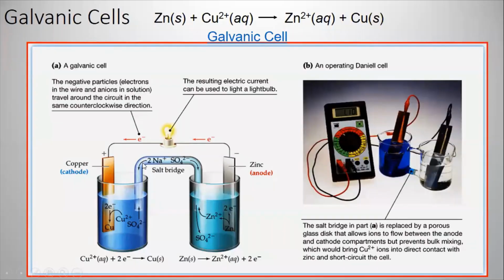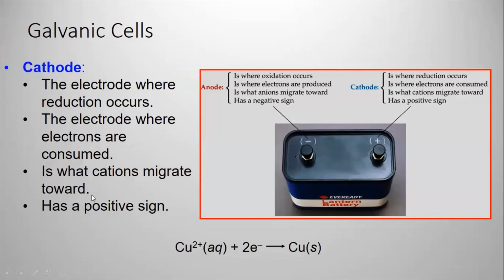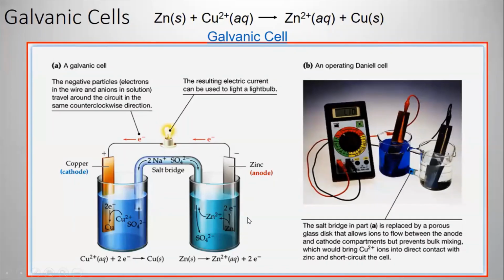The cathode is where the positive ions, or the cations, migrate towards. It's where the cations migrate towards and has a positive sign. So here's the cathode, and here's the anode. So basically, where is the cathode and where is the anode and what's happening in both compartments?